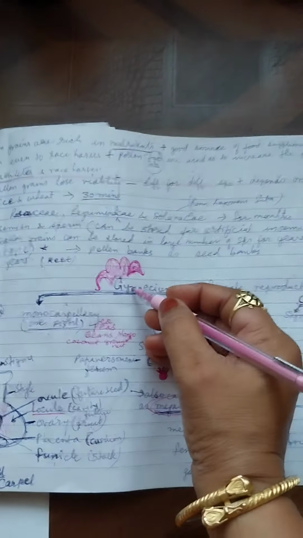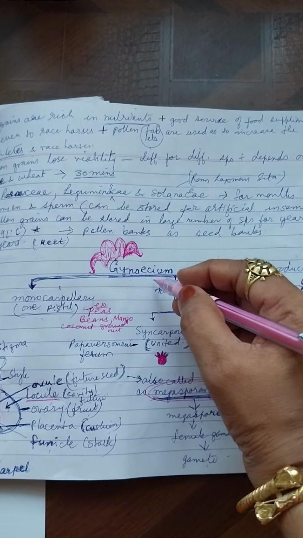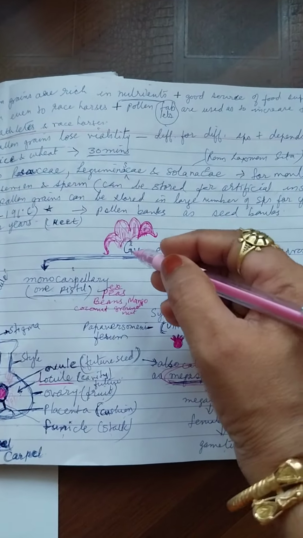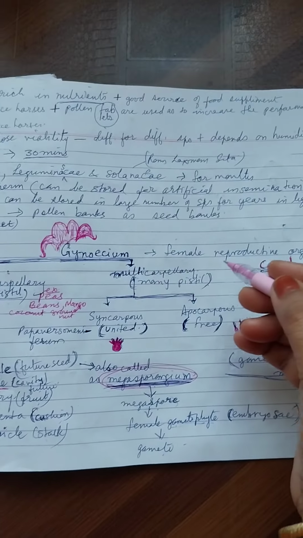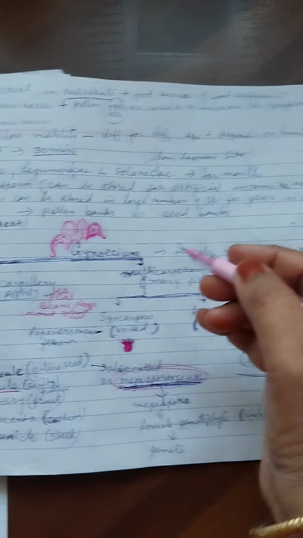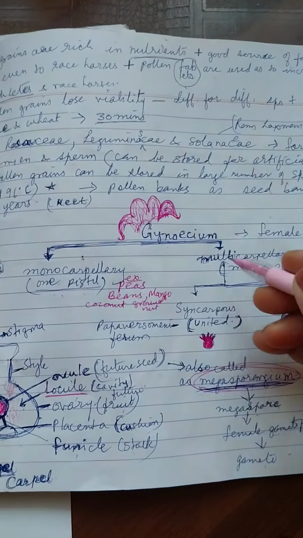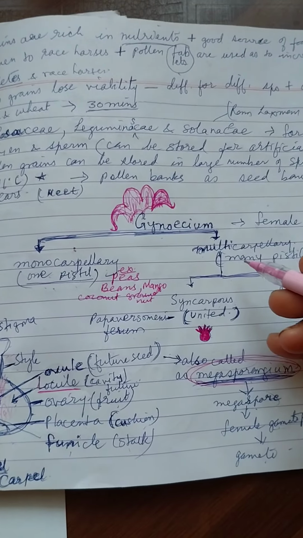Good morning, children. Before we understand megaspore and megasporangium, let us first discuss gynoecium. Gynoecium is the female reproductive organ in a flower. It can be studied under two headings, monocarpillary and multicarpillary.